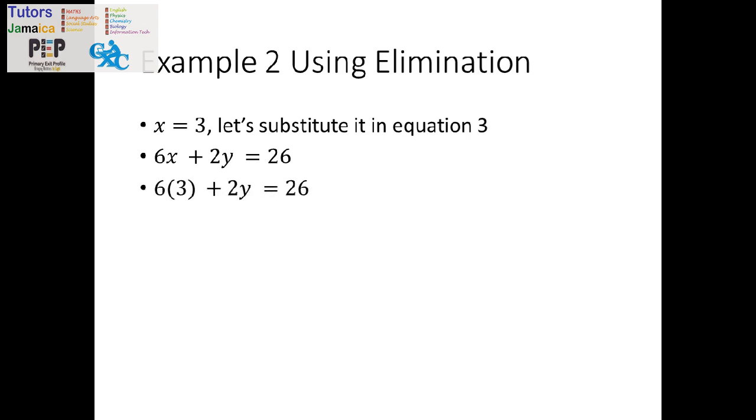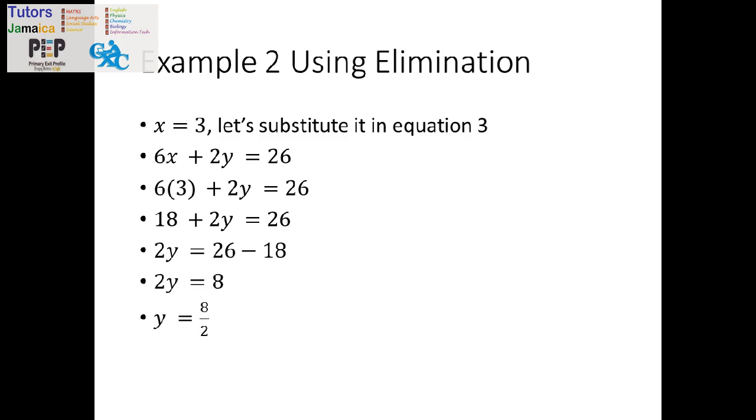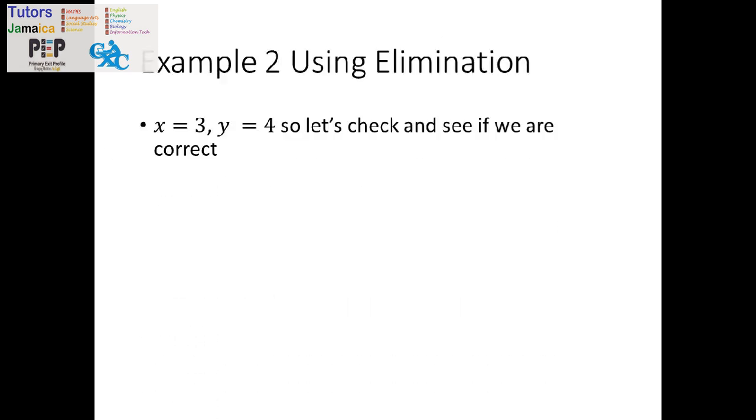So 6 times 3 plus 2y equal 26. So we know that 18 plus 2y equal 26. So we know that 2y equal 26 minus 18. So we know that 2y is equal to 8. So we know that y is equal to 8 divided by 2. Take a good look at what's going on. If you've seen my video on transposition, you should not have a problem following. So we know that y is equal to 4. So of course we know that x is equal to 3, y is equal to 4.